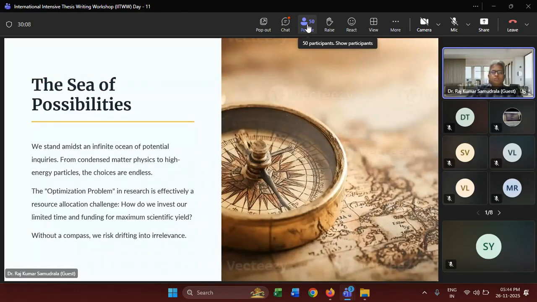Here we have n number of opportunities, from condensed matter physics to high energy physics. Whatever I am talking, I'll talk in terms of physics because I am from a physics background. That's how I'll give this talk in terms of physics and some biomaterials aspects.